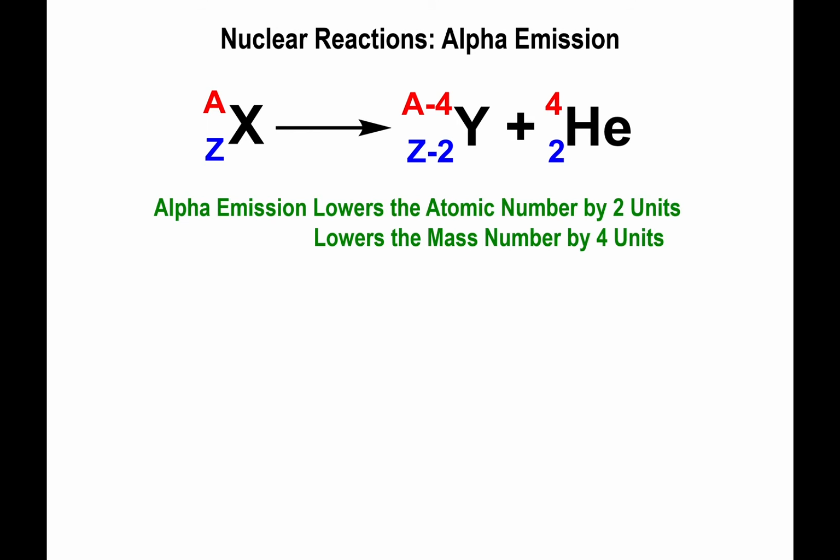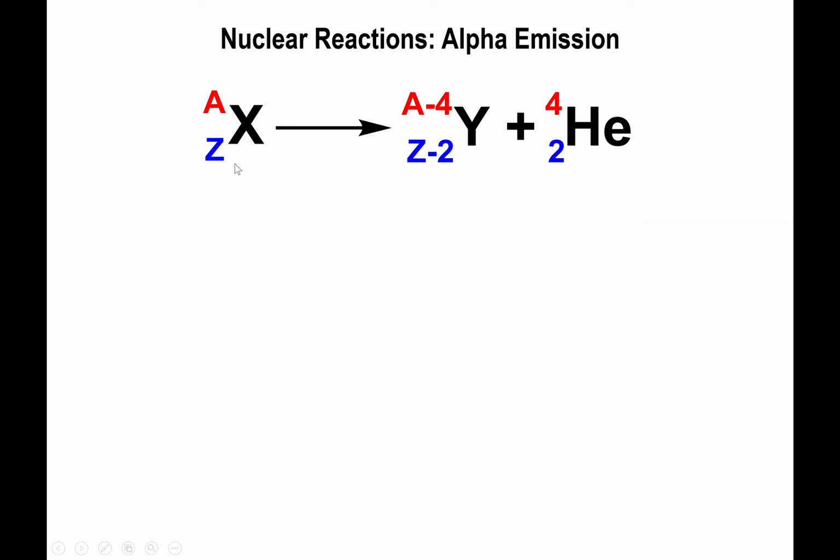But the key idea is that the mass number will go down by 4 units, and the atomic number of the element will go down by 2 units. This is simply because you have to eject an alpha particle out of the original nucleus. So let's take a look at some examples.